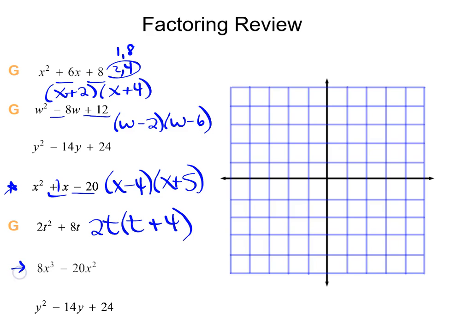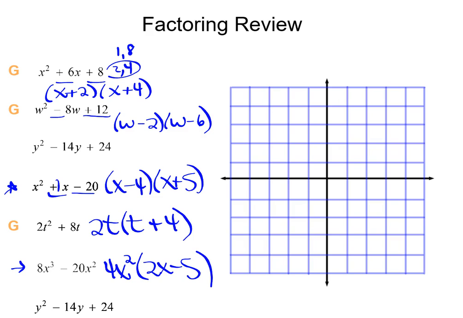On this one, we look at 8x cubed and 20x squared. We see they have a 4x squared in common. So if we take that out, on the inside, we're left with 2x minus 5. And that's the kind of factoring that we're going to focus on in this unit, in this section.